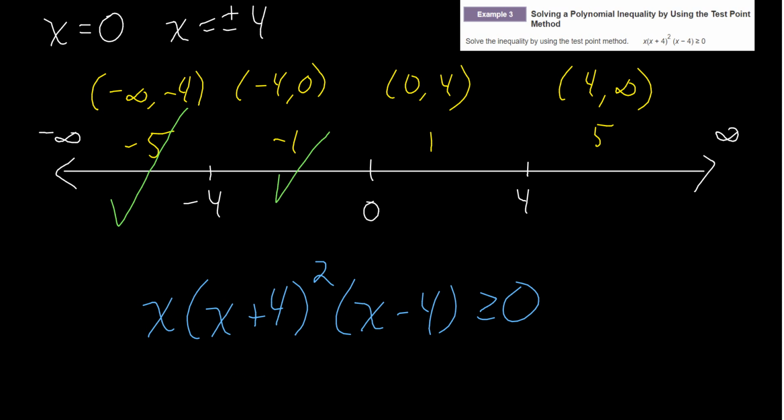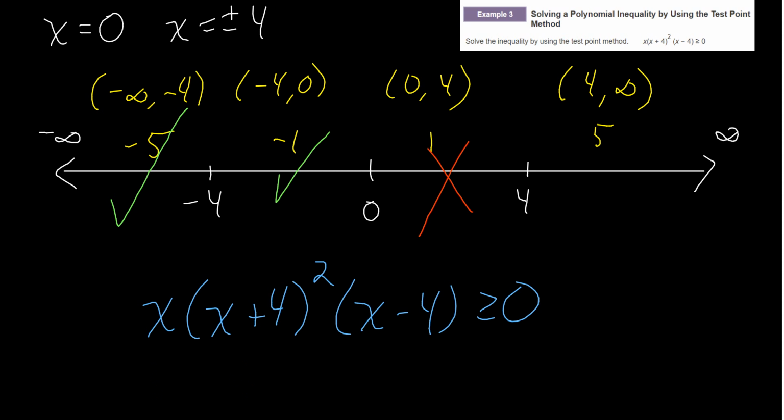Using a 1 will make this a positive, and this is always a positive. And 1 minus 4 is a negative 3, which is a negative. Well, a positive times a positive is a positive, right? Positive times positive is positive. And then a positive times a negative is a negative. So this tells me that this interval does not work.